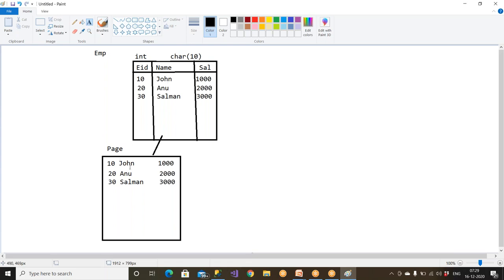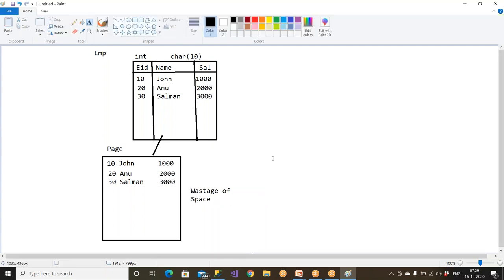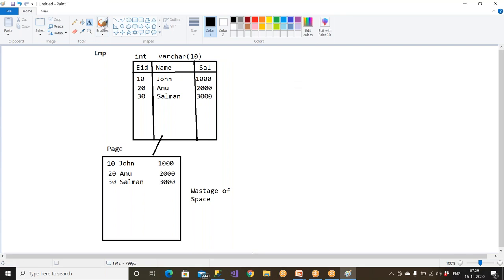So when they give you fixed length of space, if you occupy the complete length, that is fine, but you are not occupying the complete length. You are wasting the space. Clear? So, what is the big issue here? Wastage of space. So, that is the big issue in the character data. To overcome this, what normally we do, we'll make it varchar data.